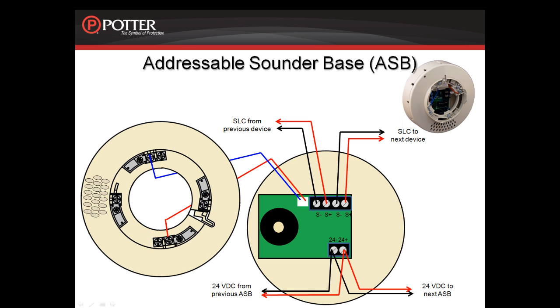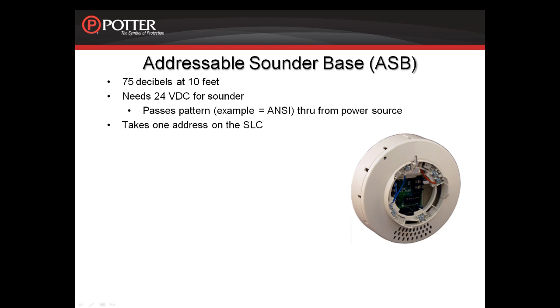2 wires would run from the terminals of the NAC output on the Potter power supply to the ASB sounder base 24-volt power connection. In addition, the base also gets 2 wires from the SLC connection. A total of 4 wires will be connected to this device for it to work as intended. In the drawing, the red and blue connector cable is provided with the ASB. The ASB does occupy one address on the SLC. The address is independent of the address assigned to the detector head that will be installed on the base. The address should be assigned prior to installing the base on the SLC circuit.